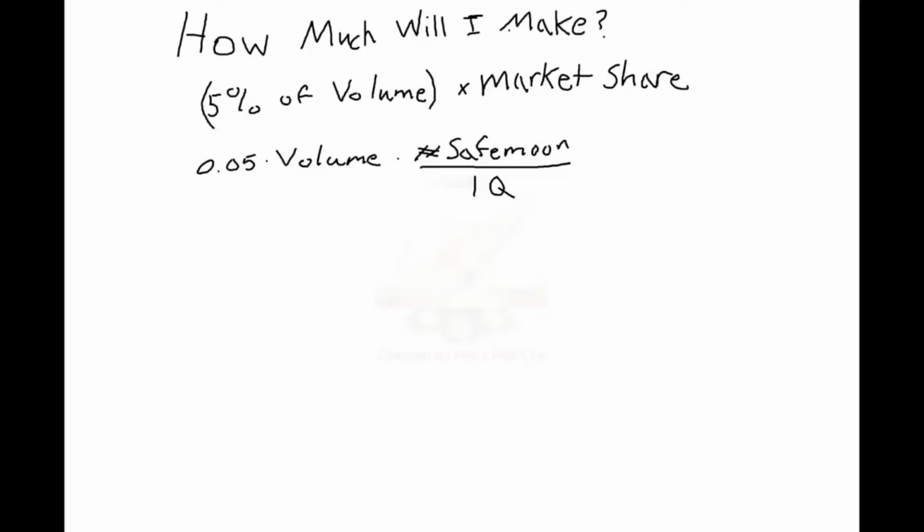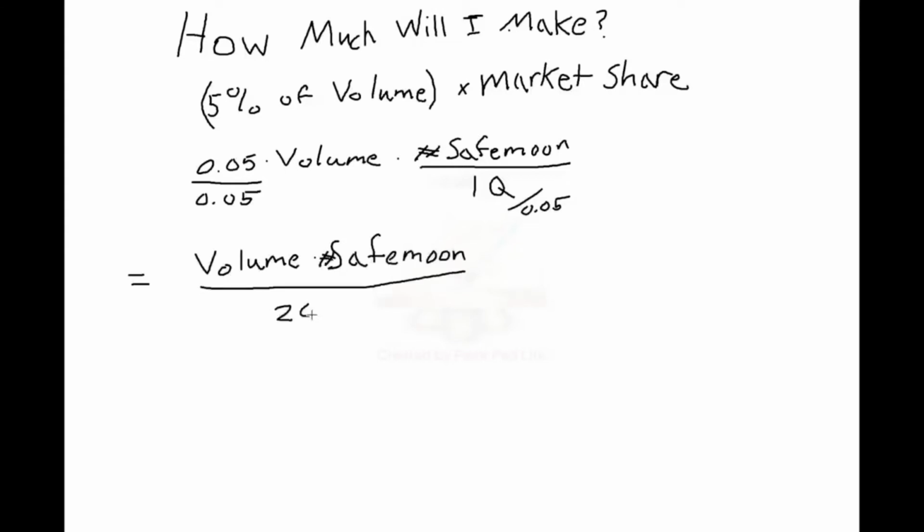Now remember, this is the same exact equation we used for the burn wallet. We apply this to every transaction that occurs on a Safemoon contract. Now let's rewrite this a little bit. Let's put that 0.05 into the denominator, and we get a much nicer equation of reflections equals volume times Safemoon divided by 20 quadrillion, 2 with 16 zeros.